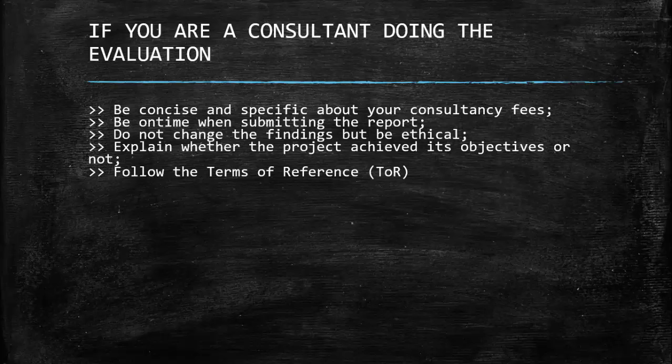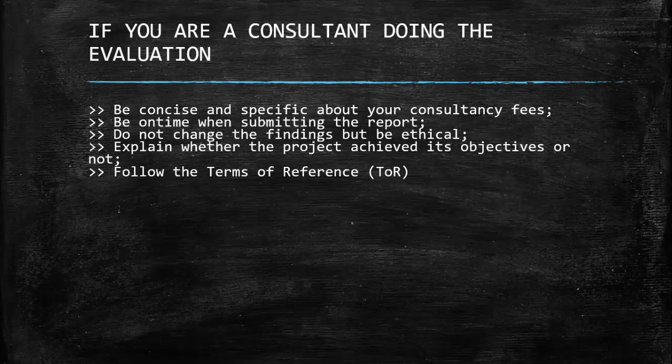So if you are a consultant doing the evaluation, be concise and specific about your consultancy fees. These are just meant to give you some tips. So be concise about the consultancy fees. Be on time when submitting the report. Do not change the findings, but be ethical. Explain whether the project achieved its objectives and follow the terms of reference.